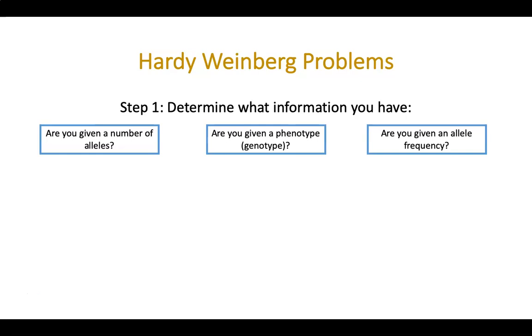If it's a phenotype, that's kind of an easy one. They're going to give you a characteristic of the organism. They're going to say the organism has brown fur or red eyes or bushy tail. They're going to give you something about the individual. And then you can infer the genotype from there. If you're given an allele frequency, this is probably the most obvious one because the problem is probably going to say the allele frequency of the recessive allele is, and then you know that you're given an allele frequency.